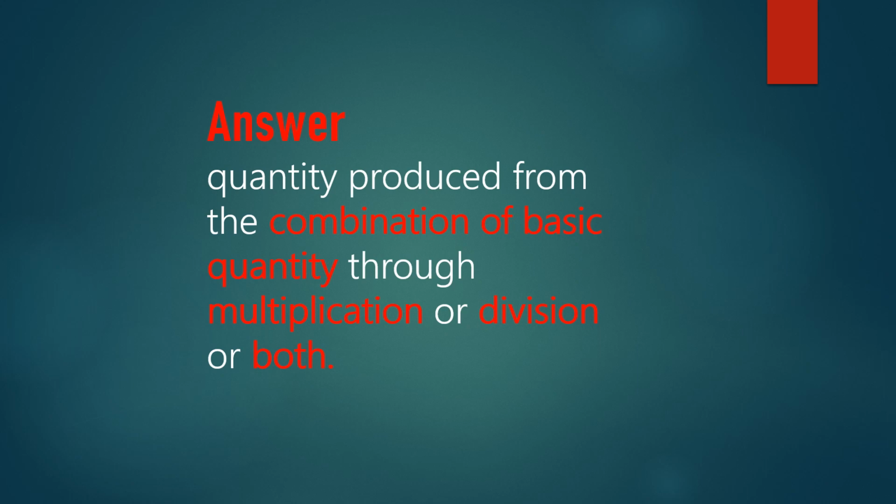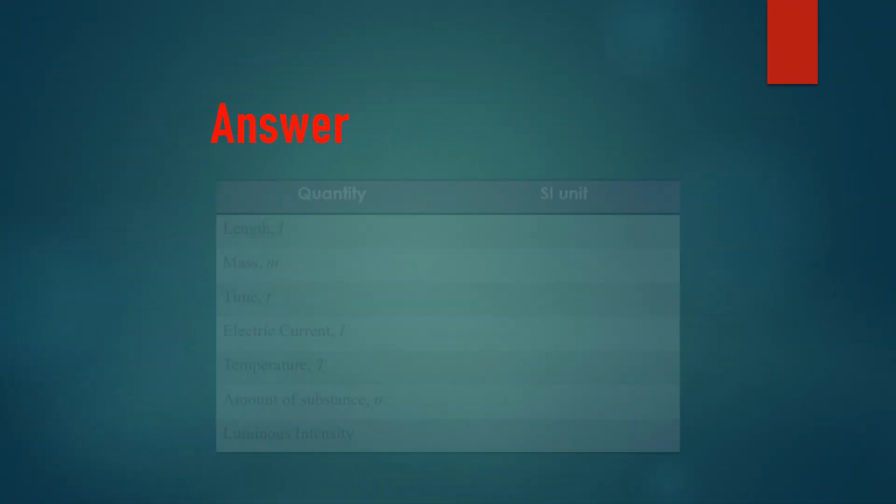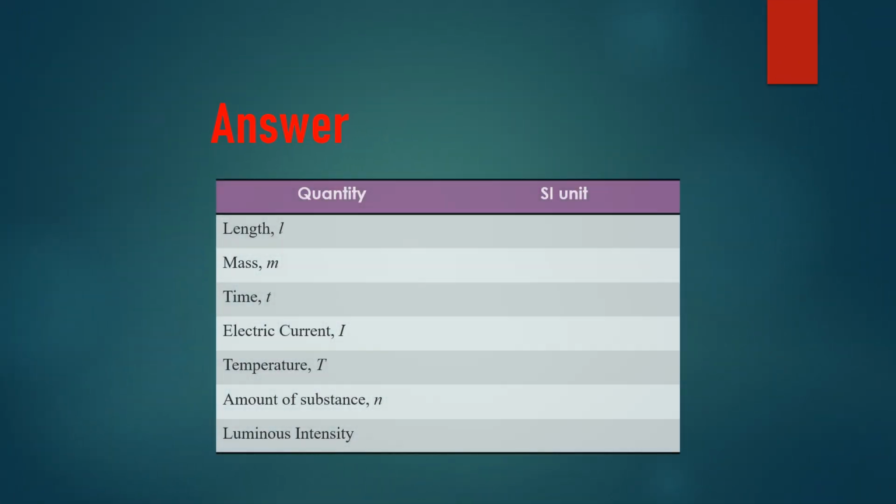Alright, let's take the other slide, which is about SI units. All these things you have learned before: the length, the mass, the time, the current, the temperature, the amount of substance, and luminous intensity. Just fill in the table. So the SI unit for length should be meter.